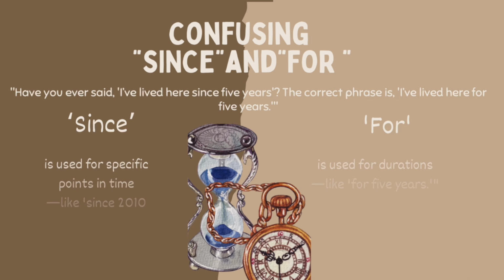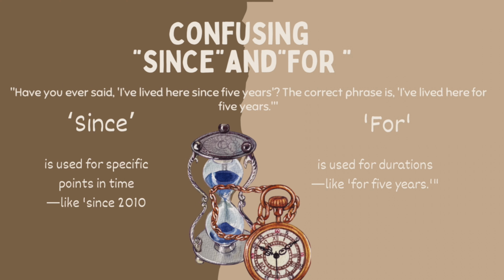Now, let's clear up the difference between since and for. These words are used with time, but in different ways. Have you ever said, I've lived here since 5 years? The correct phrase is, I've lived here for 5 years. Since is used for a specific point in time, like a date or a starting point, while for is used to indicate a duration or length of time.